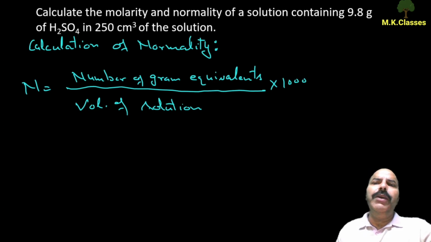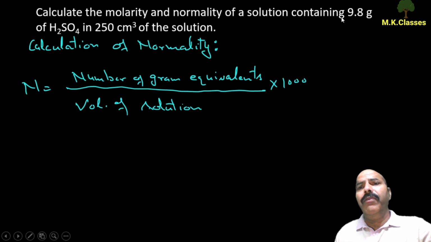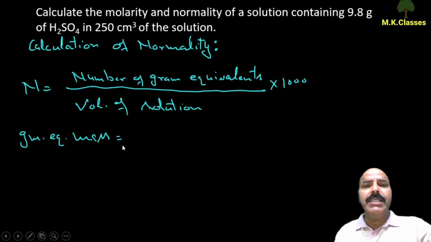So first of all we need to find out the gram equivalent mass. Only then we can find out the number of gram equivalents in this amount of sulfuric acid, that is 9.8 gram, beta. Clear? So how will we find the gram equivalent mass, beta? Molecular mass divided by valency.